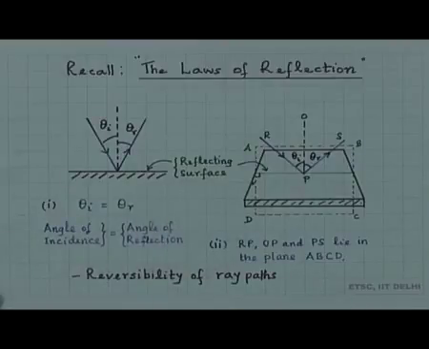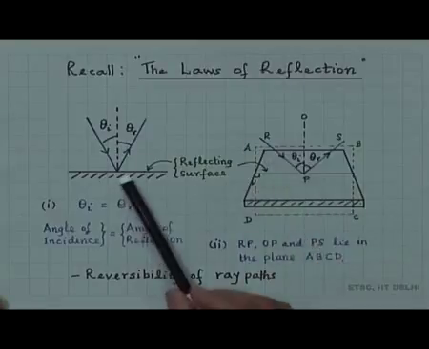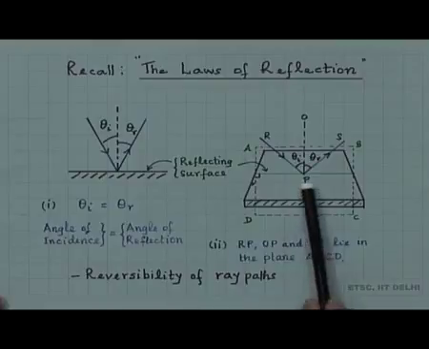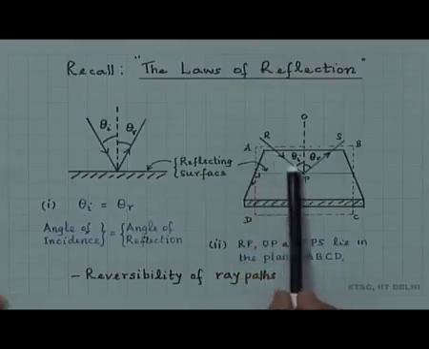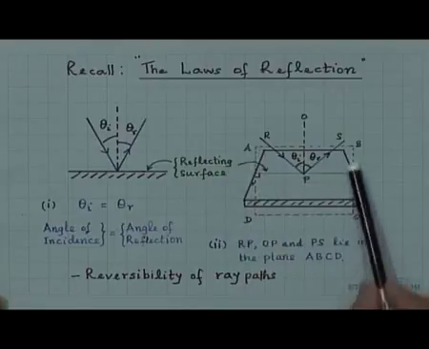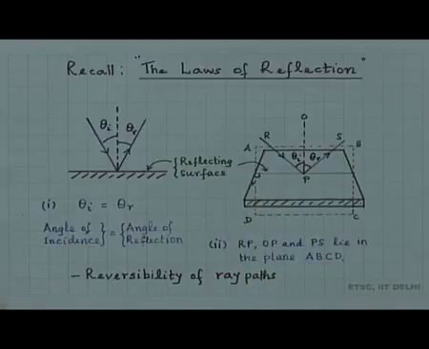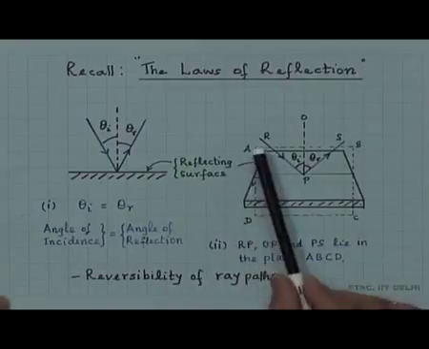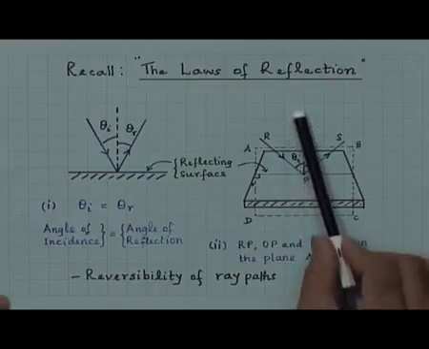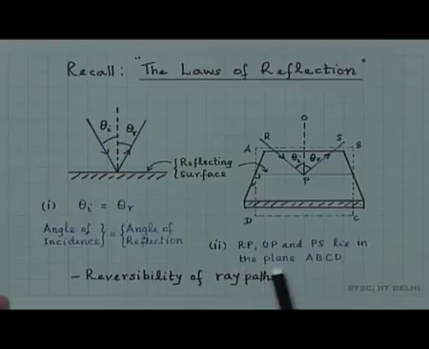So, the first point is that theta i is equal to theta r, that is, angle of incidence is equal to angle of reflection. The second point: now I have shown the same mirror in a little bit of 3D view here, and the point of incidence is P, and RP is the incident ray and PS is the reflected ray. The line here is a perpendicular line, and ABCD, what is shown here, is a plane perpendicular to the surface of the mirror. So, the second law of reflection is that the incident ray, the reflected ray and the normal to the surface at the point P all lie in the same plane. RP, OP and PS lie in the plane ABCD. This is the plane perpendicular to the surface of the mirror.